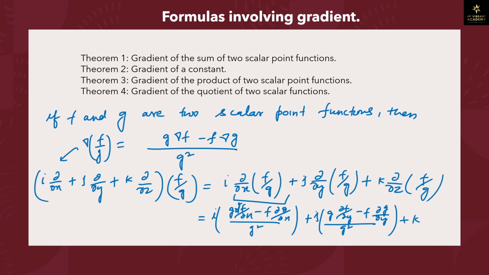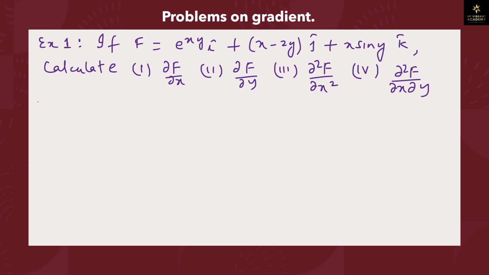Okay, similarly for this one. On combining this, we will get g del of f minus f del of g upon g square. Okay, so this is all about the formula. So let us start discussing problems. Let us solve question number 1.